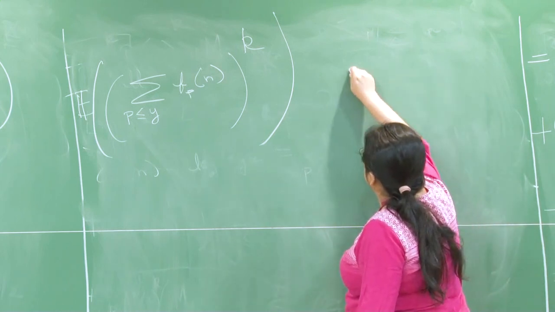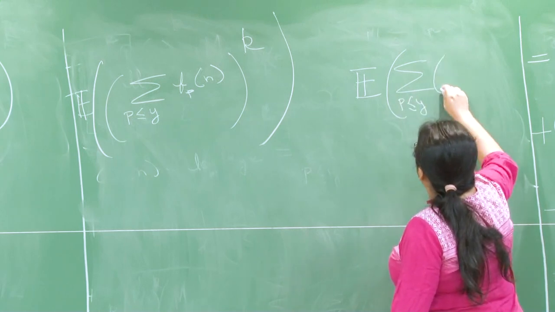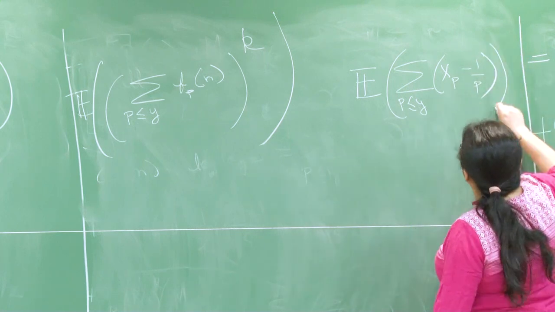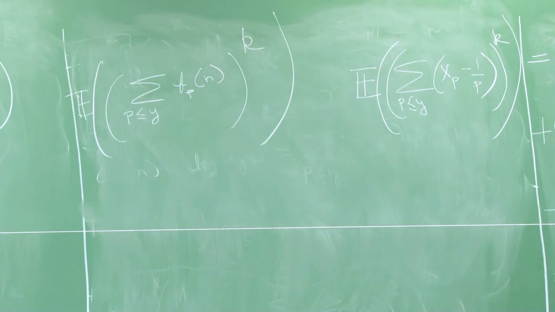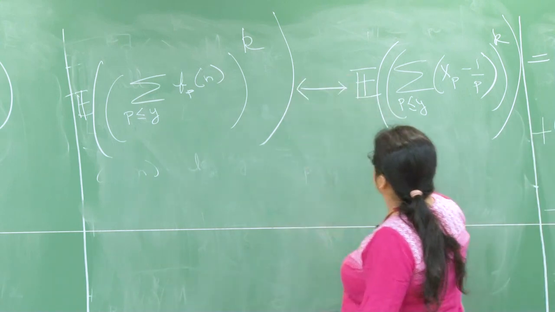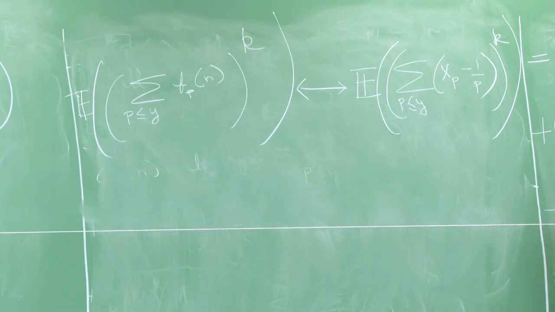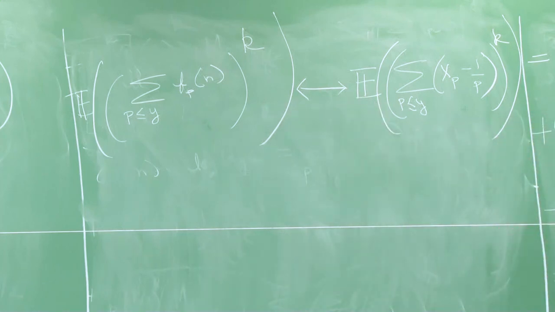And you have the expected value of summation p less than or equal to y, X sub p minus 1 over p, this whole thing raised to the k, and the expected value of this kth power of this sum. How to relate these two? This is some Bernoulli random variable on an abstract probability space. This is something very explicit, and this was a crucial idea of Granville and Soundararajan, and this will take us time, so we will actually delegate this to our next class. So, I'm done for today, so I'll stop.